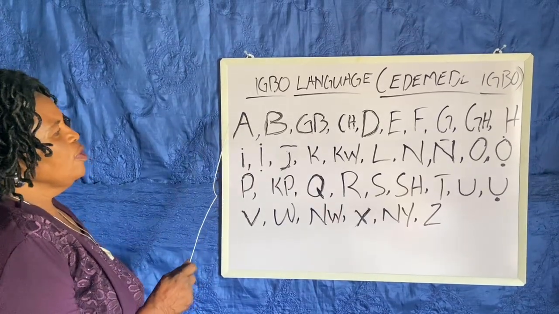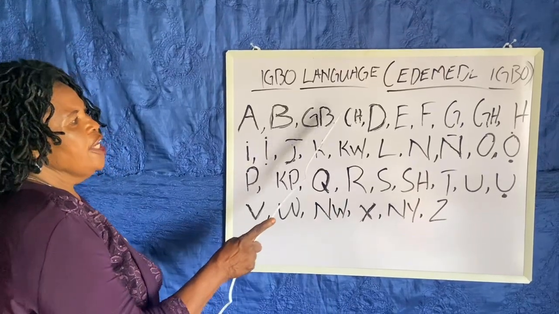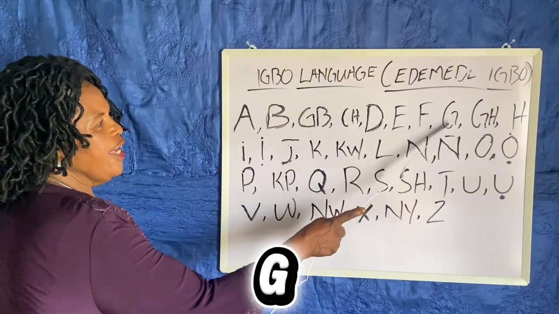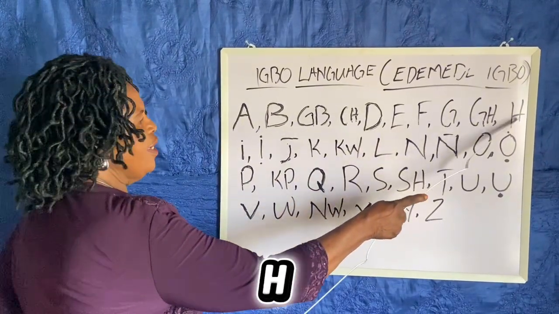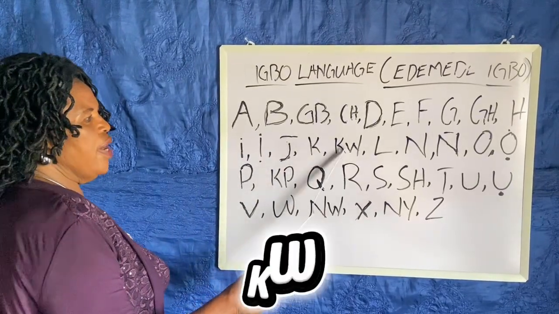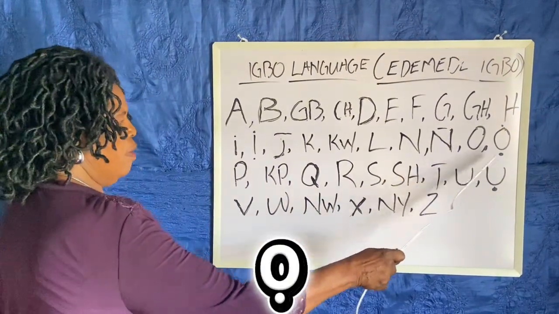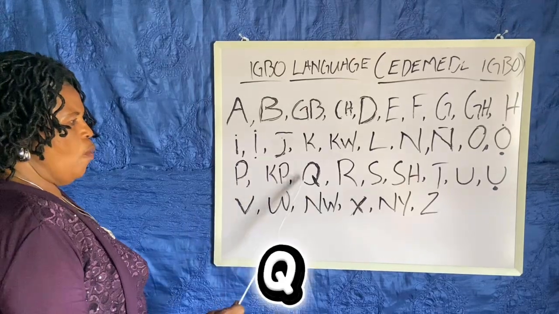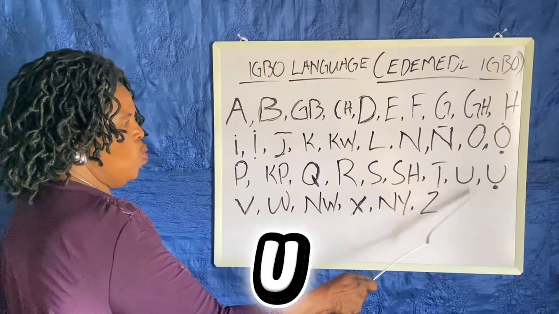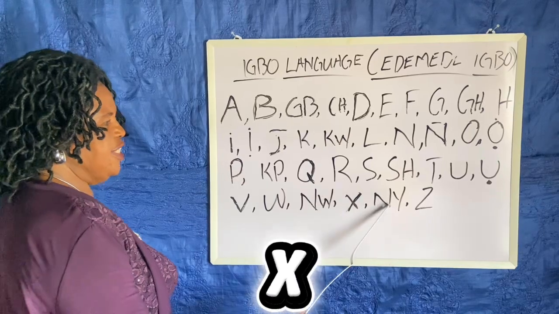The first letter in Igbo is A, B, B, C, D, E, F, G, I, H, I, E, J, K, Q, L, N, O, P, Q, R, C, T, U, O, V, W, M, Z, N, Z.